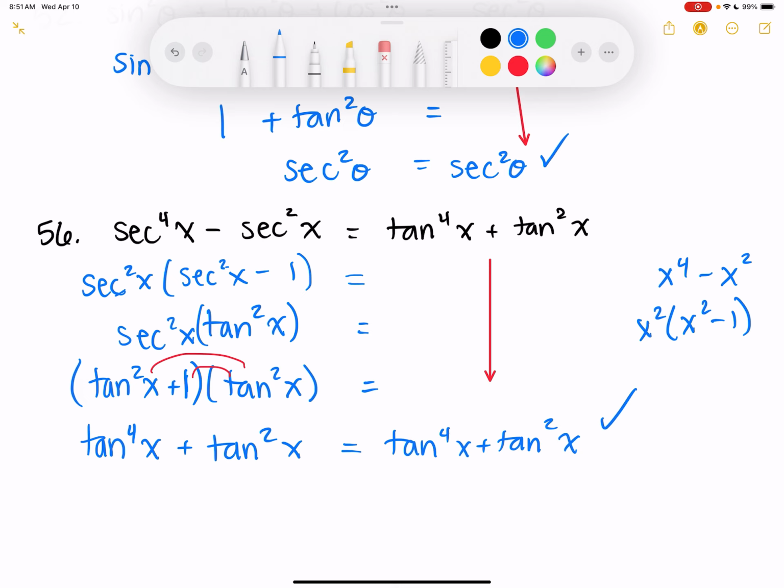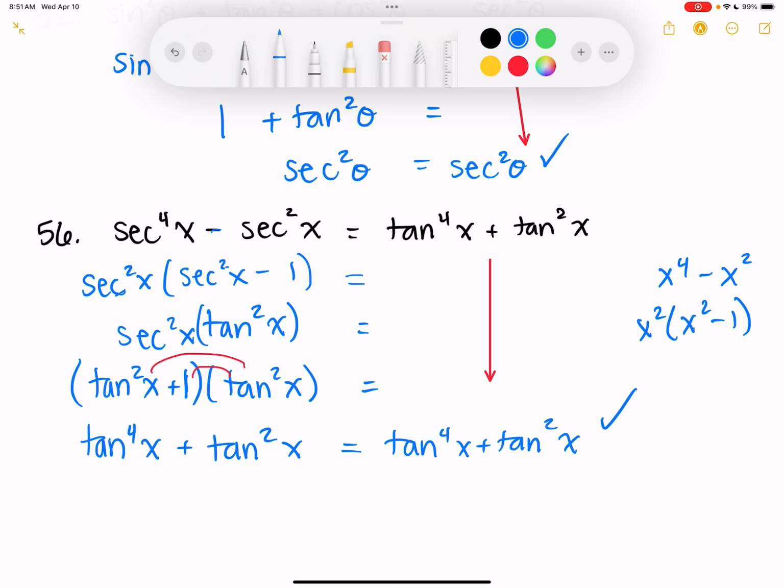Like here, if you had realized that when we were going to here, I need everything in terms of tangent, so I should probably go ahead and rewrite secant, I might not have even had this middle step. I might have just gone straight from here to here. So that's what I'm saying. Sometimes you might have more steps or fewer steps, depending. But as long as it makes sense how you got from point A to point B, that's what I care about.